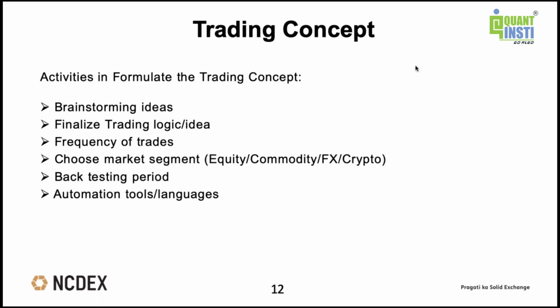We have to come up with some idea. Once we do the brainstorming, we need to finalize one trading logic idea which we want to continue. After that, we need to identify how many trades we want to take during a period, that is, the frequency of the trades, whether it will be intraday, daily or weekly. And after that, we need to identify which segment we want to use for that trading idea.